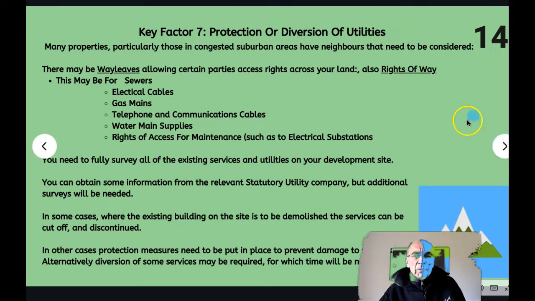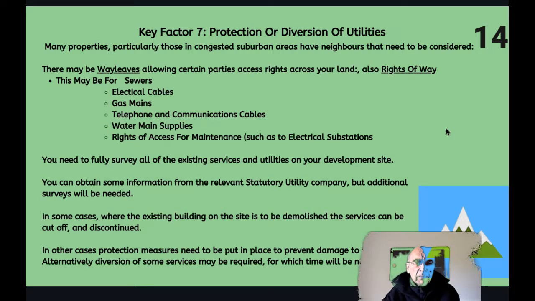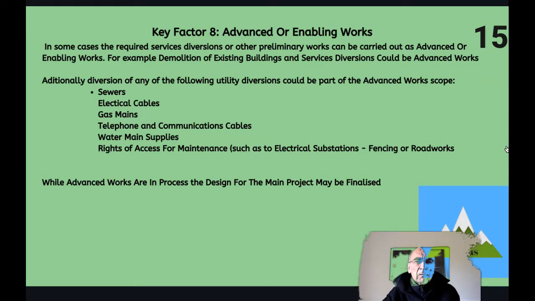So you need to protect or divert utilities on the site, so you need a full survey of all the existing utilities and services on the site, some of which you can get from the statutory utility companies, but additional surveys will probably be needed. In some cases where the existing building on site is to be demolished, the services can be cut off and discontinued. In other cases, protection measures may be needed. And you may decide to carry out some of the preliminary or advanced works as a separate package because you have the information to do that, and you can carry this out quickly while you're finishing off the design and tendering for the main works.